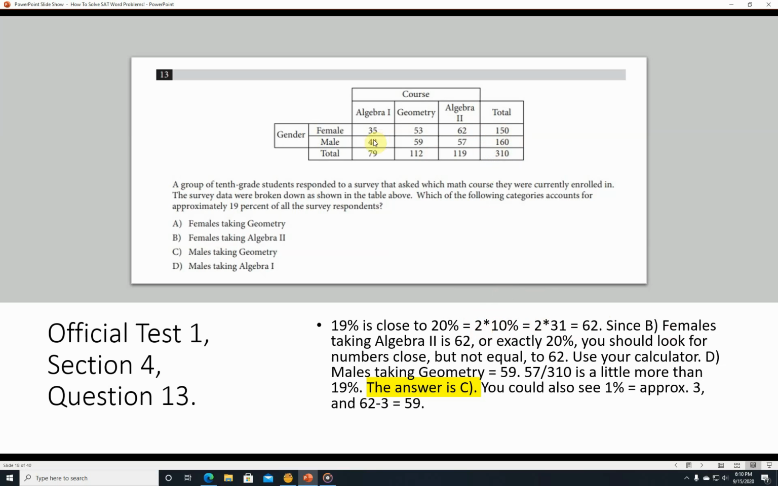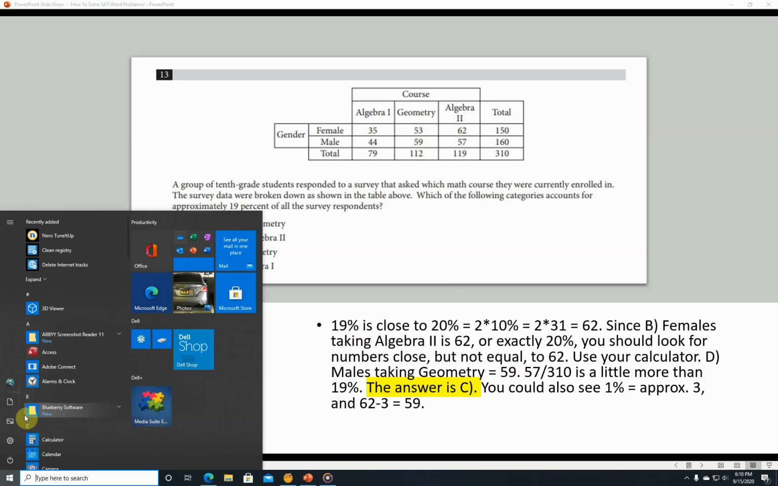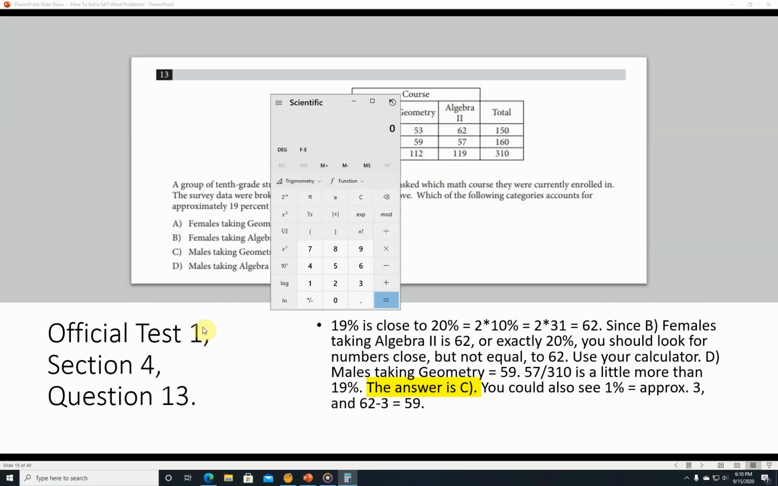And then 2 times 10% is 2 times 31, which is 62. So since B, the females taking Algebra 2, is 62, you might be tempted to just say, oh, that's it. That's easy. Not so fast. Use your calculator. Let's look for ones that are close. You have males taking geometry. That's 59. So we know that 57 over 310 would be a little bit more than 19% for the males taking Algebra 2. So how do we know which is which?